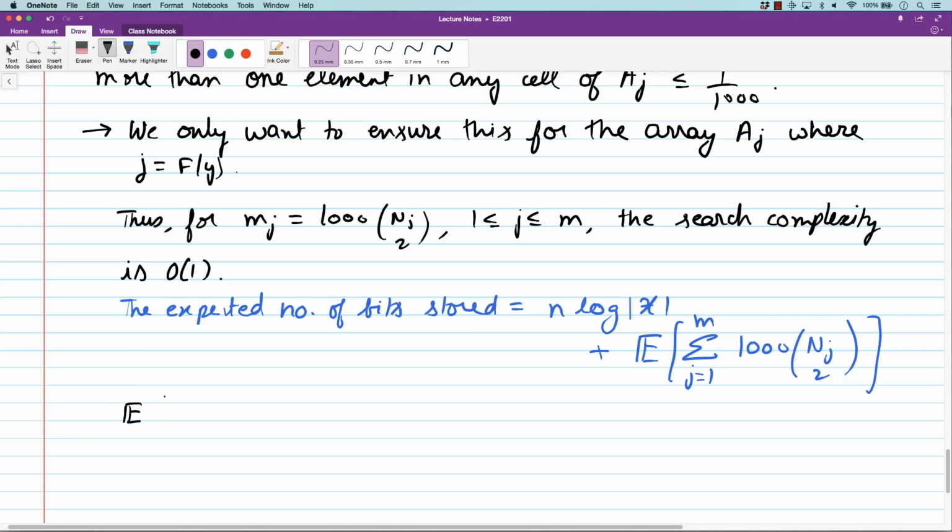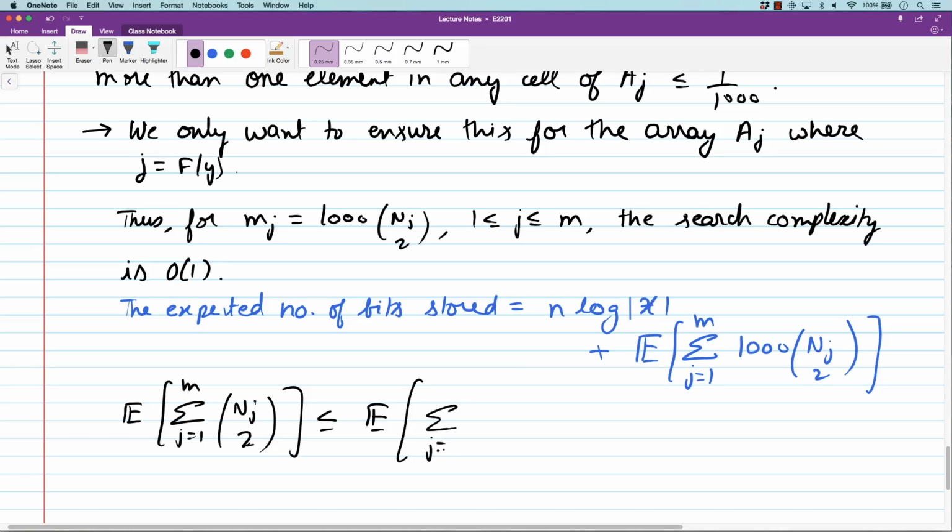This expected value of summation j equal to 1 to n of nj choose 2 is less than or equal to the expected value of summation j equal to 1 to m of nj square, where nj itself is summation i equal to 1 to n of the indicator function f of xi equals j. That's what nj is, and this guy is just less than or equal to nj square.